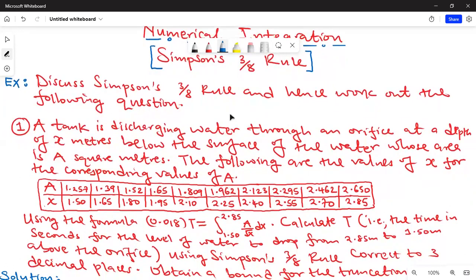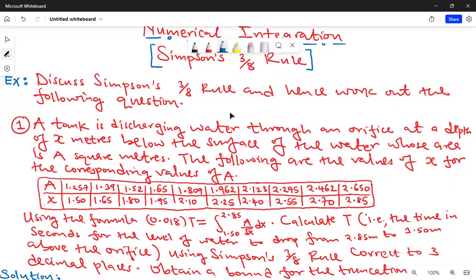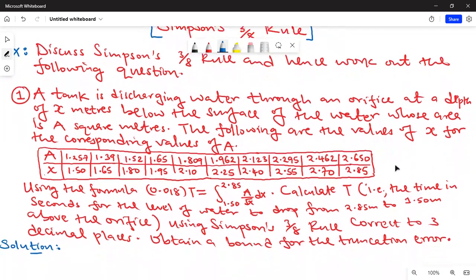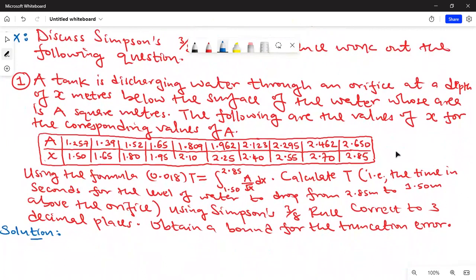In number one, we are given that a tank is discharging water through an orifice at a depth of x meters below the surface of the water, whose area is a square meters. The following are the values of x for the corresponding values of a. So we have the table of a versus x values. Using the formula 0.018 t is equal to the integral from 1.5 to 2.85 of a over root x dx, calculate the value of t.